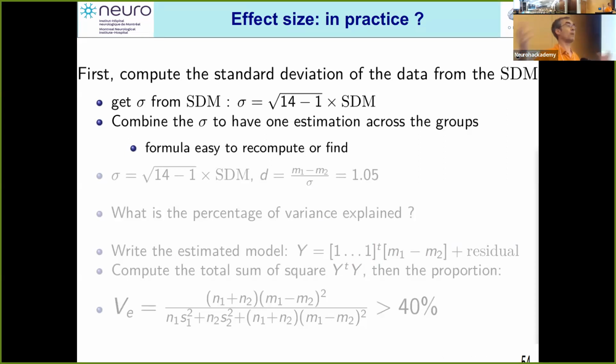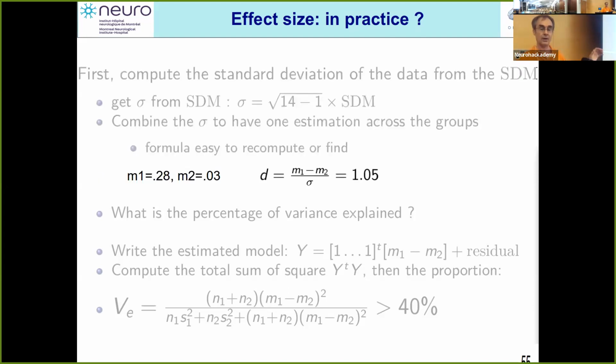I also know how to combine 2 standard deviations of data into one. Okay, that's an easy thing to do. Now I actually know the standard deviation of the data across the 2 groups. I've combined those 2 sigmas, and I can go to the Cohen's d effect size. And I got an effect size of 1.05.